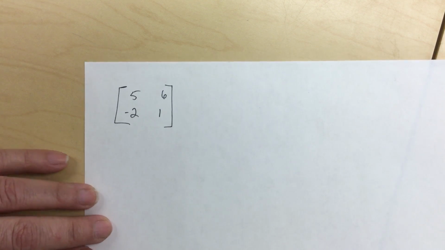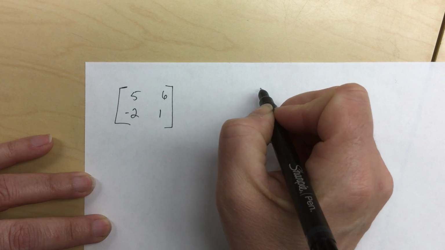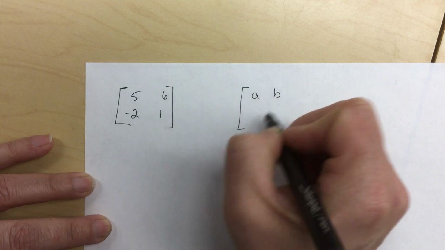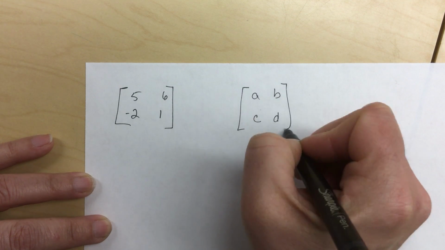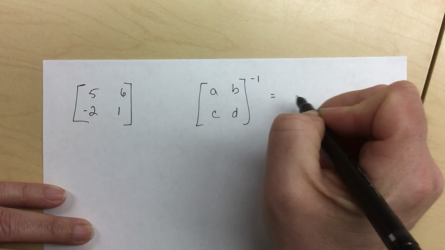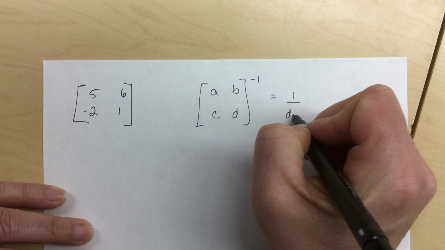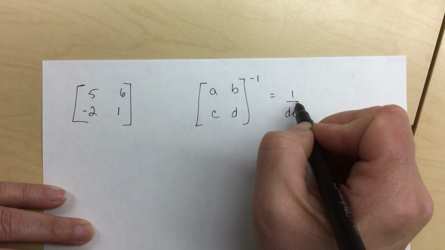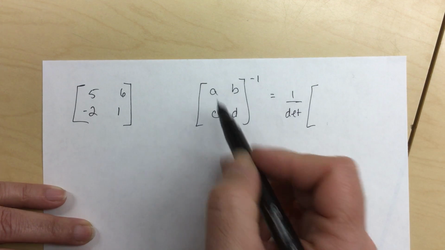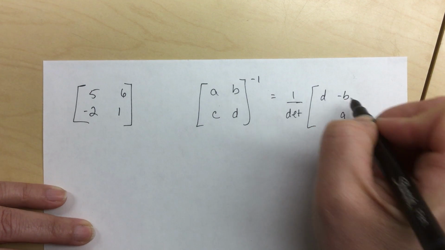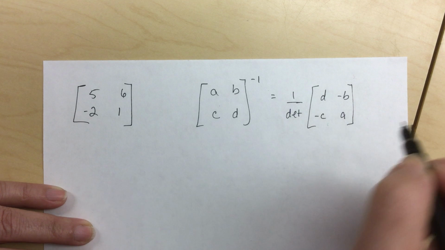Okay, so let's say you want to find the inverse of this matrix. The formula for the inverse of a matrix is the following. If I have A, B, C, D, its inverse, which is denoted by A to the power of -1, is equal to 1 over the determinant of A, whatever that determinant is, times a matrix where we flip-flop these diagonals and change the sign of the other two.